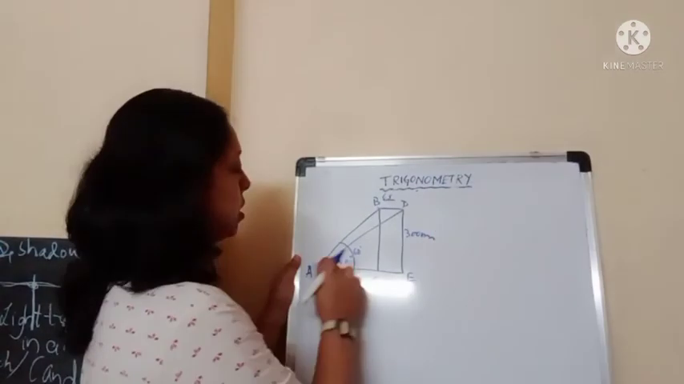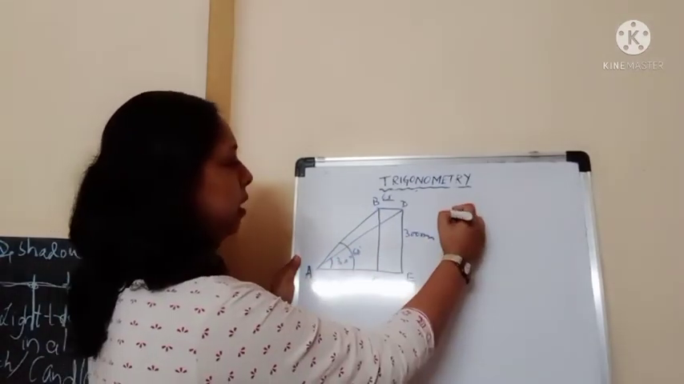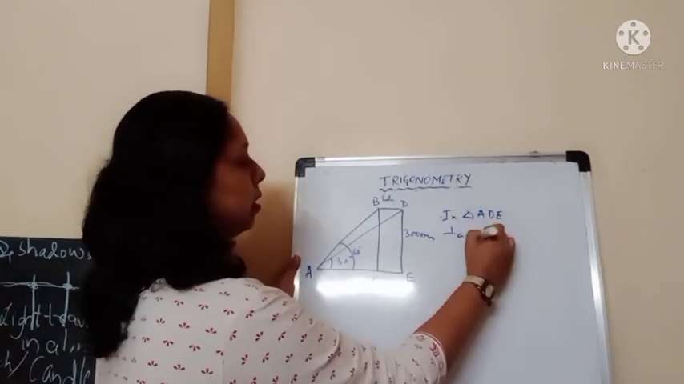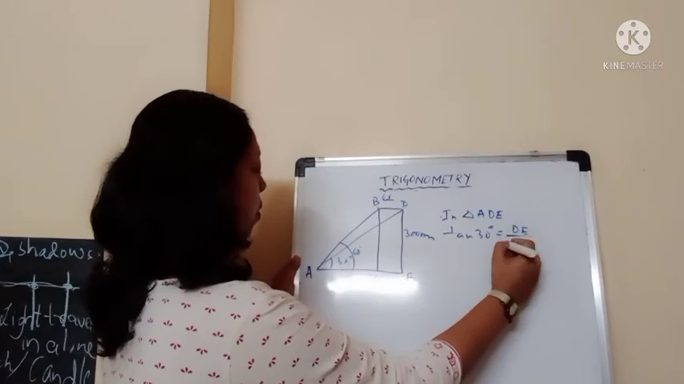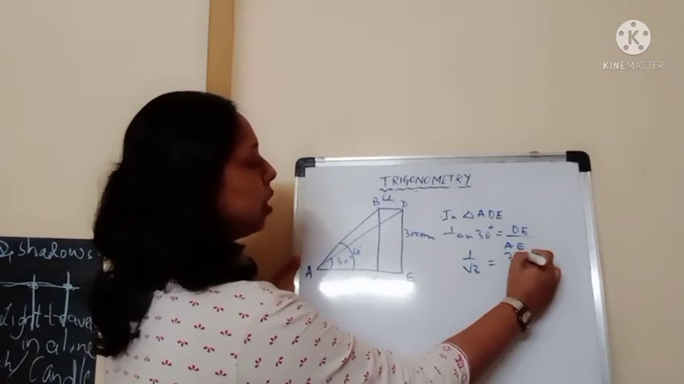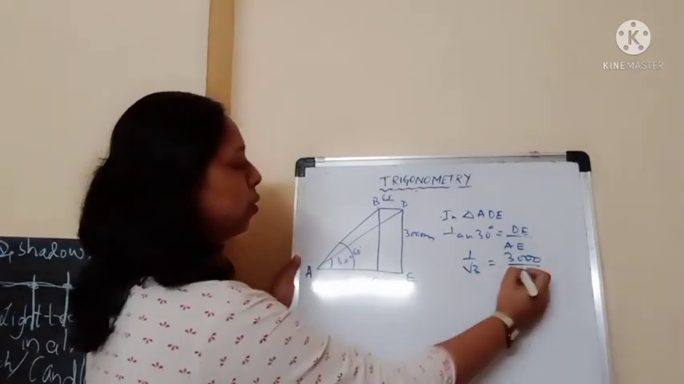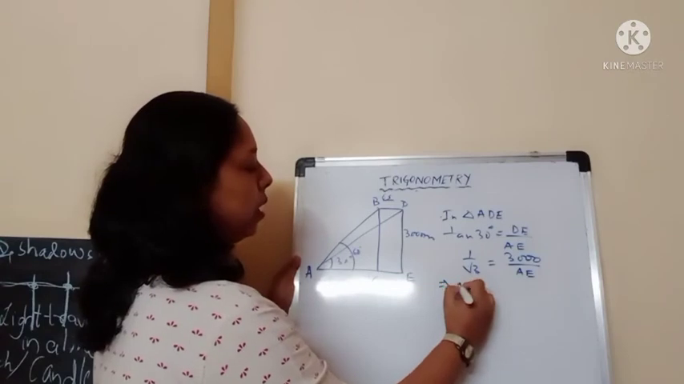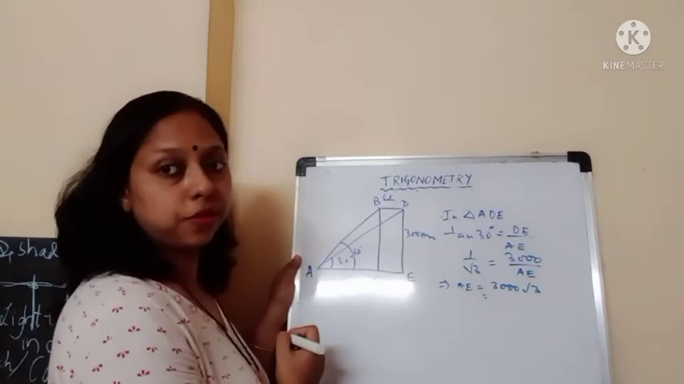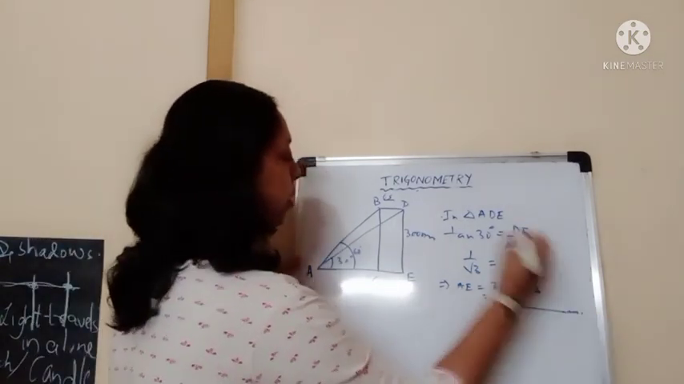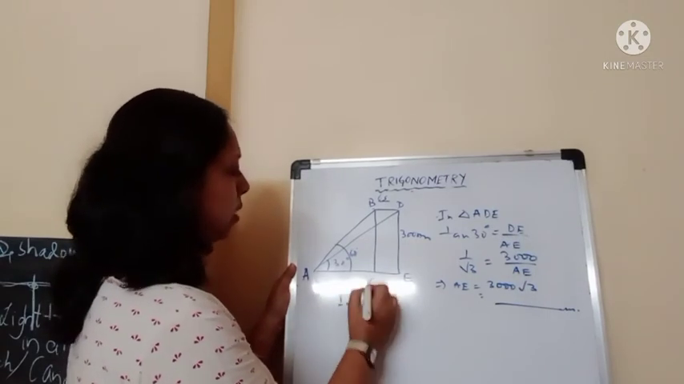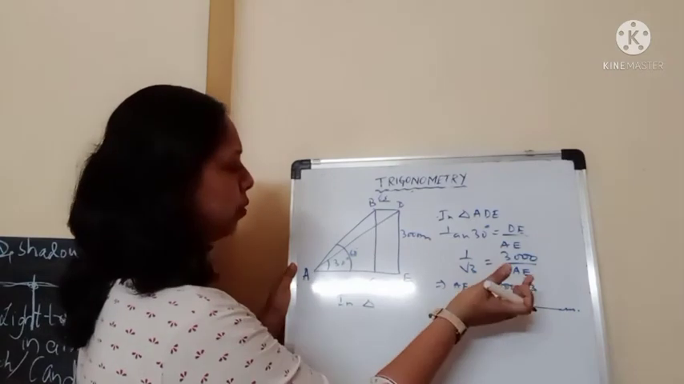So let's first start with this triangle, triangle ADE. Tan 30 degree is DE upon AE. Tan 30 degree is 1 upon √3 equals DE, which is 3000, upon AE, which is not known. So AE is coming out to be 3000 into √3, and you have to find the value. Okay, some meters will come. So we have found AE.